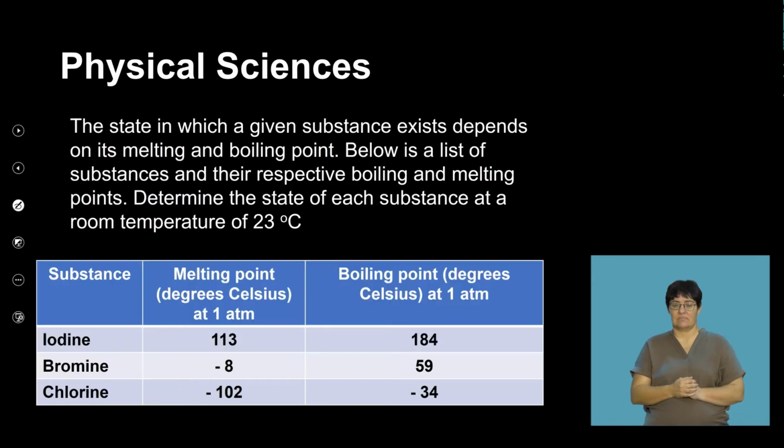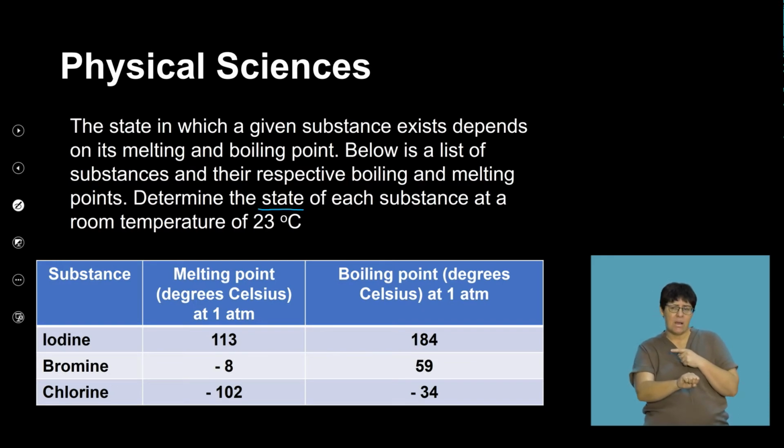Okay. Now, the state in which a given substance exists depends on its melting point and boiling point, okay? Below is a list of substances and their respective boiling points and melting points. Now we want to determine the state.